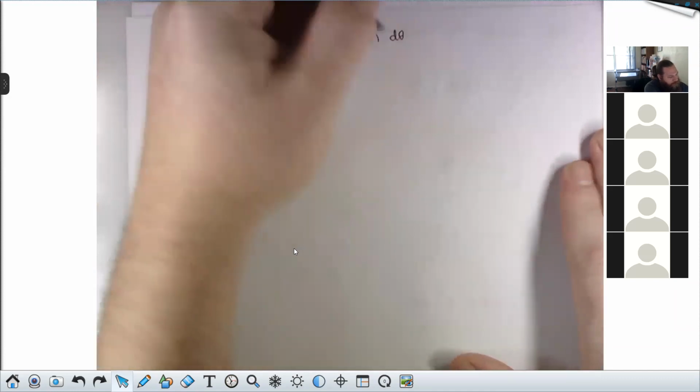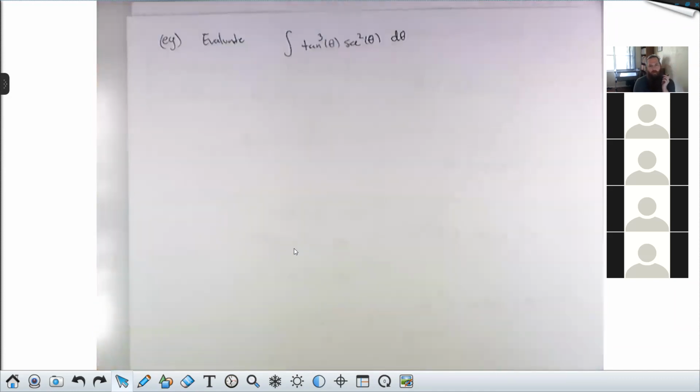I like these trig integrals because it's not always immediately obvious what you should substitute for. It's not super simple in the inner-outer sense. Ideas? I believe you would do tan theta. Yeah, very good.